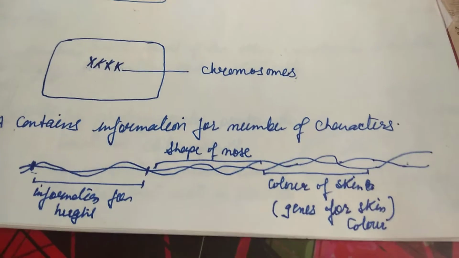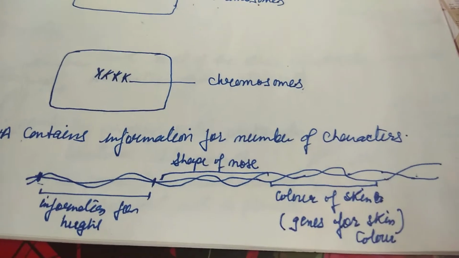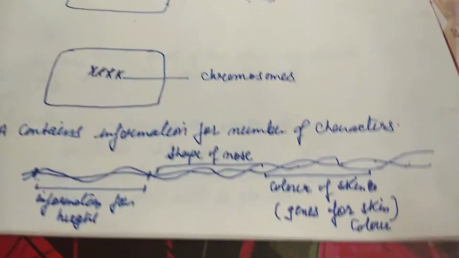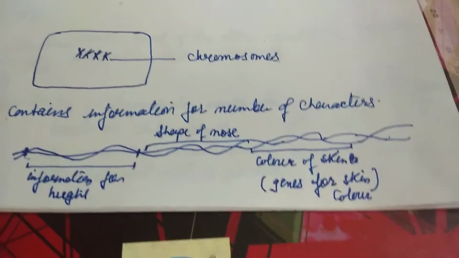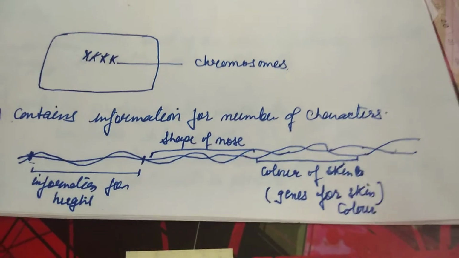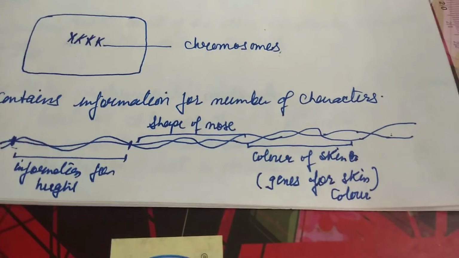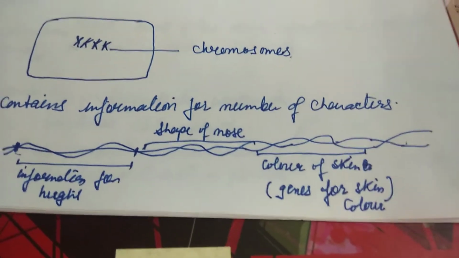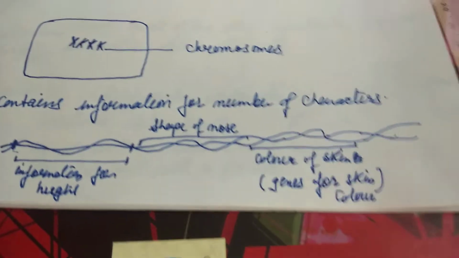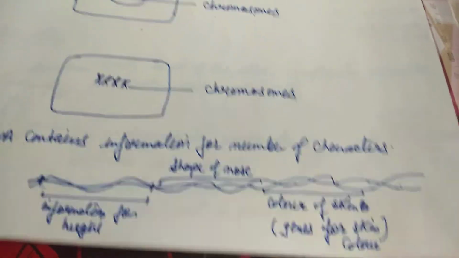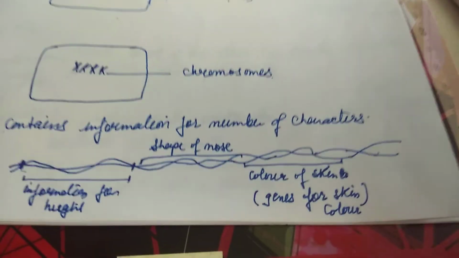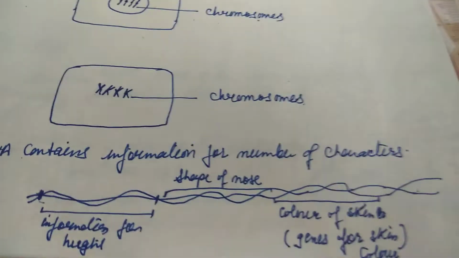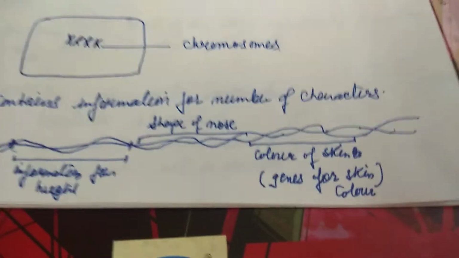In different plants or different animals, the number of DNA will vary. Like in human beings, there are 46 DNAs or 46 chromosomes, 23 pairs, 46. Like in pea plants, there are 7 pairs of DNA or 14 DNAs. Some may have 23 DNA, some may have 20 DNA. So they all control the characters of that particular organism.